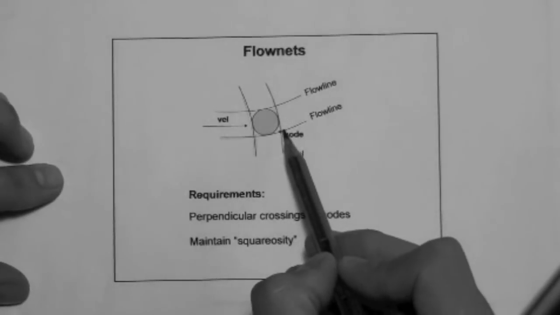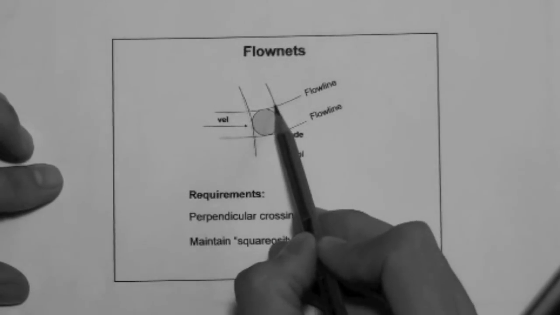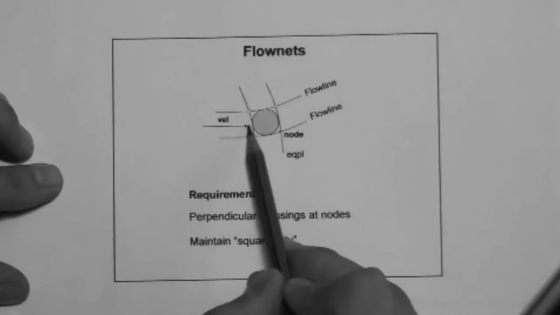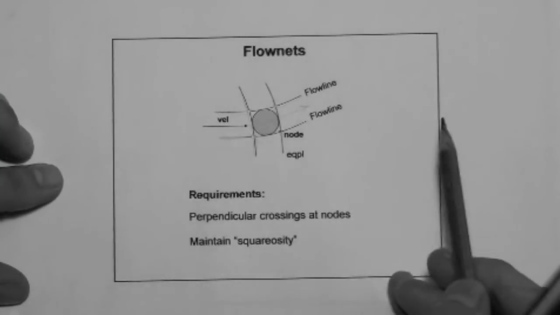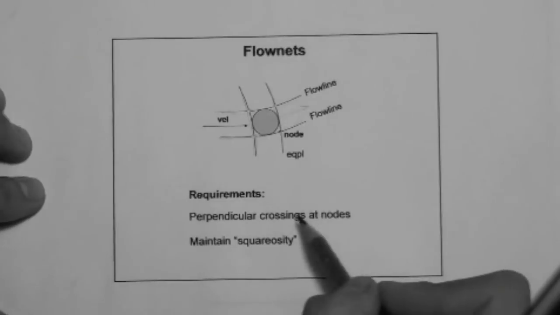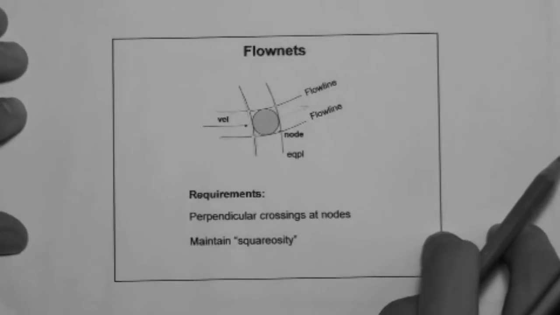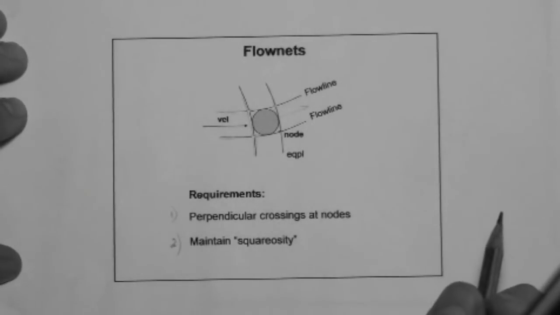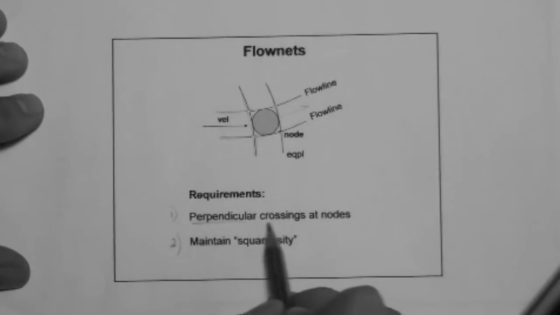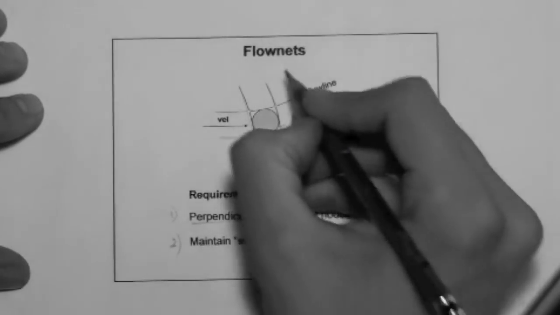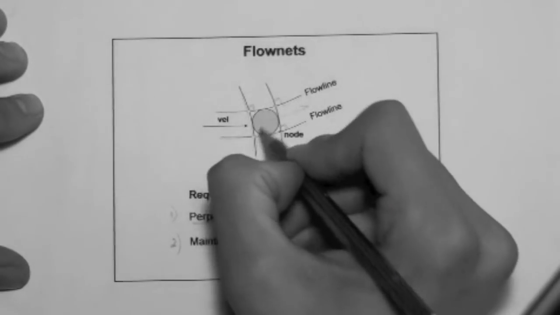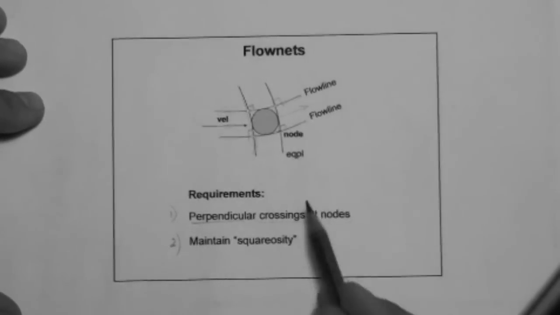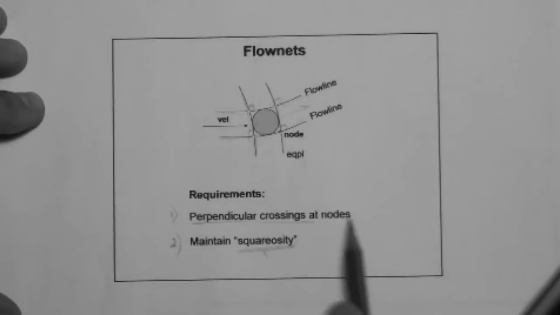Now the crossings are called nodes, okay? Flow, of course, occurs in the direction parallel to flow lines, okay? And what we are going to say here is that a properly drawn flow net has to fulfill two criteria. First, there should be perpendicular crossings at nodes. So at all nodes there should be 90-degree angles, okay? And also there should be something that is often called squarosity, for all elements.